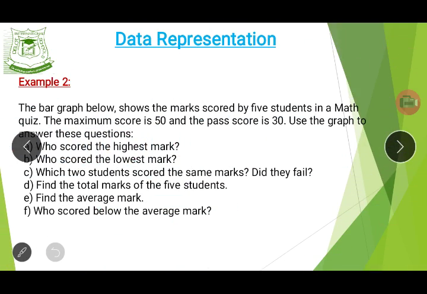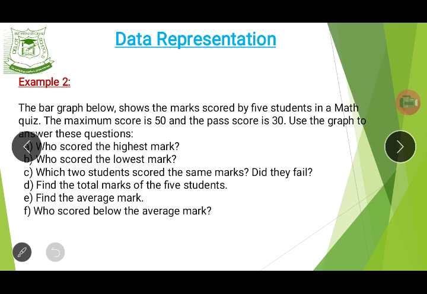Moving on. Now that was the example I gave to you last week. All right, so look at this example now. The bar graph below, there is a bar graph after this page. Now I'm going to show you. It shows the marks scored by 5 students in a math quiz. Now the maximum score is 50 points, right? And then the pass score is 30.